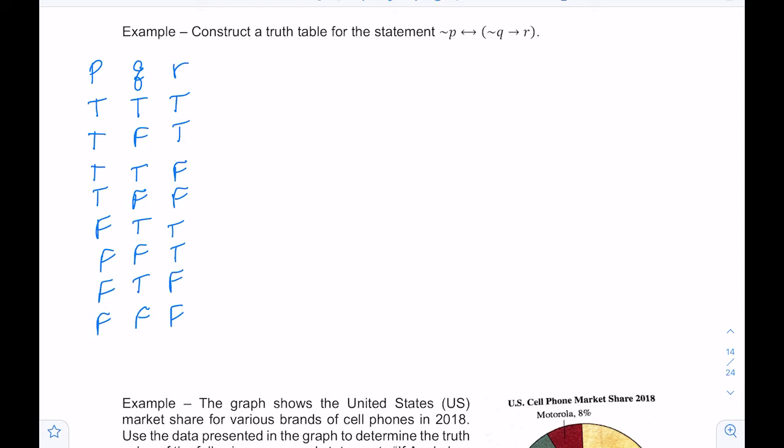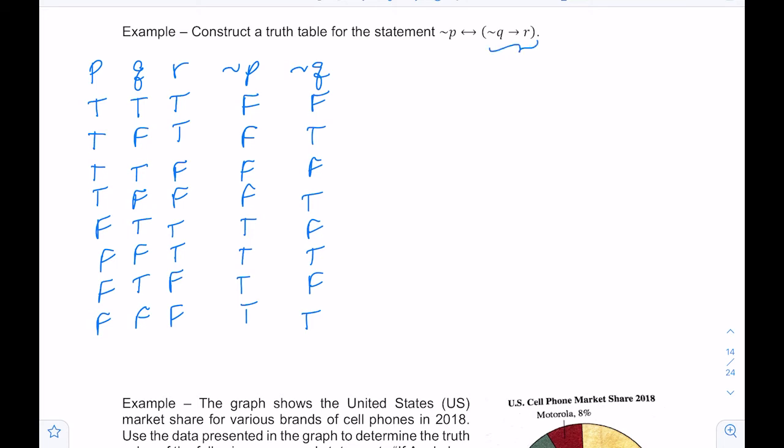Now I need to look at my statement. I have not P, so I need to take the P column and negate it. I also have not Q, so I need to take the Q column and negate that. Inside parentheses, I have not Q. If not Q, then R.